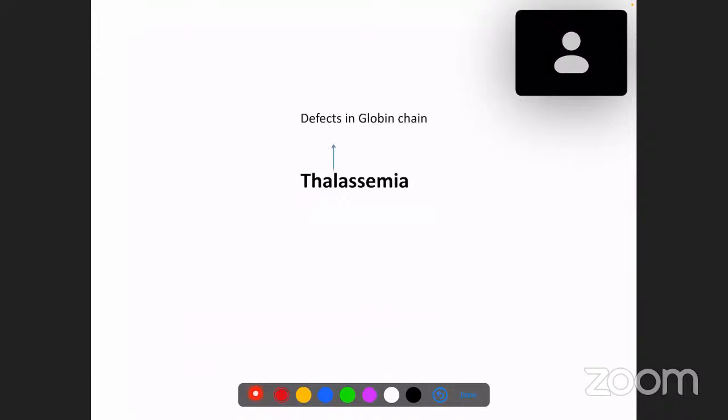There is a defect in the globin chain. So if there is a defect in the alpha globin chain, it is alpha thalassemia. If the defect is in the beta globin chain, it is beta thalassemia. So here we are looking into the pathogenesis of beta thalassemia.